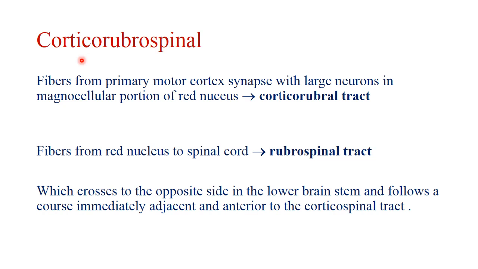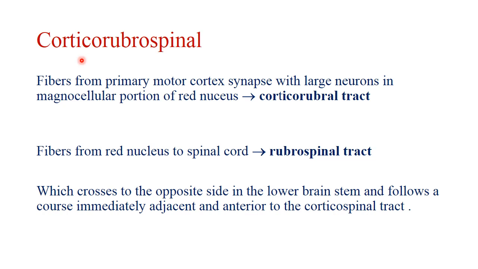So from the cortex, the first fibers will go to the second part, which is the red nucleus. Inside the red nucleus we have large neurons in a part called the magnocellular part of the red nucleus, where the synapse happens. Then these fibers, so far between the cortex and the red nucleus, form a tract called the corticorubral tract.